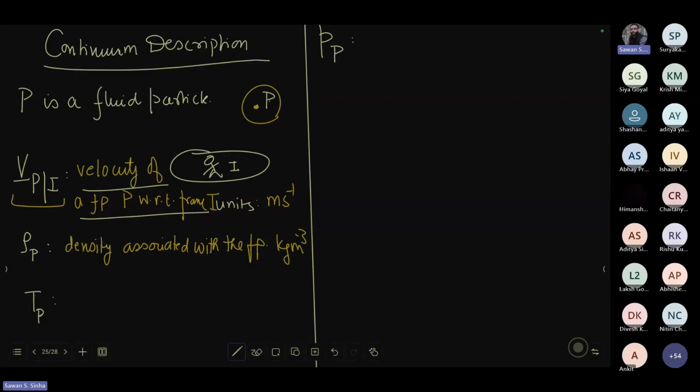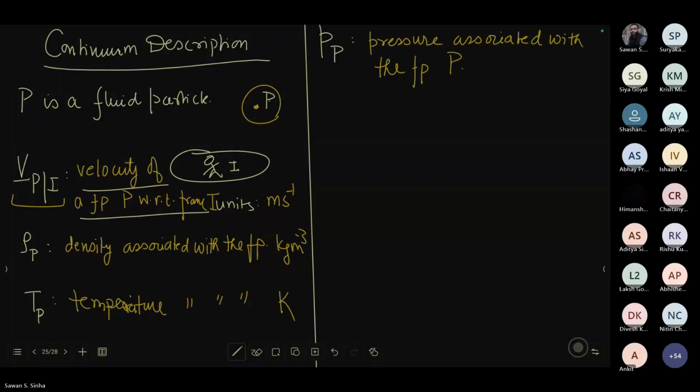We will associate a temperature with this fluid particle. Unit will be Kelvin. We will associate pressure with this fluid particle. All right.